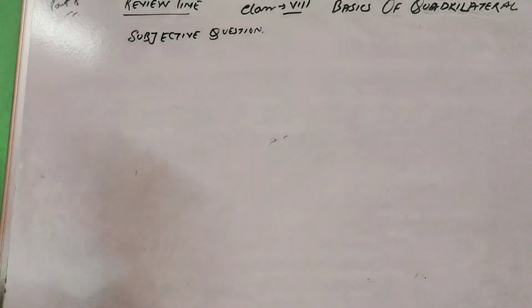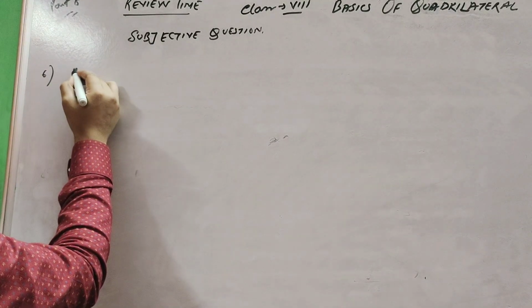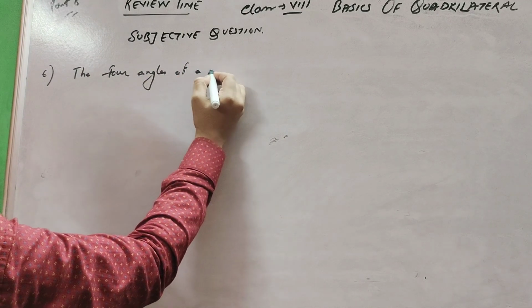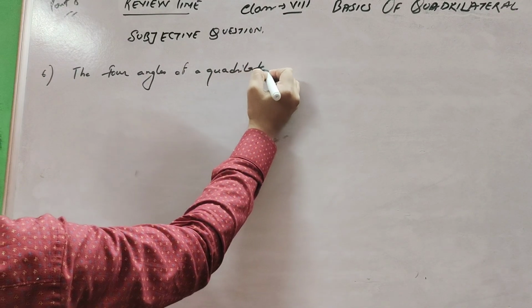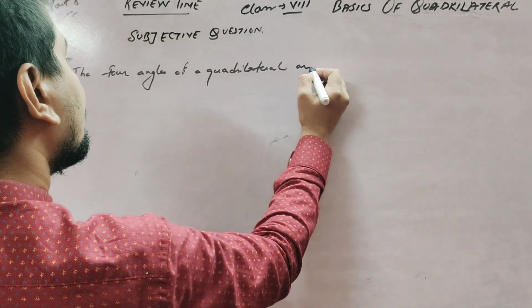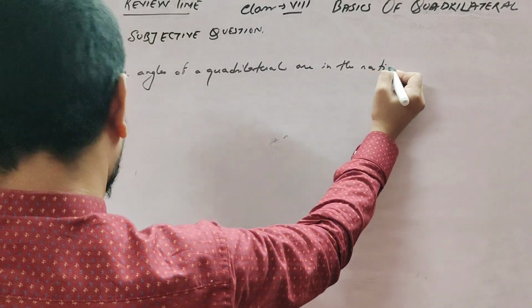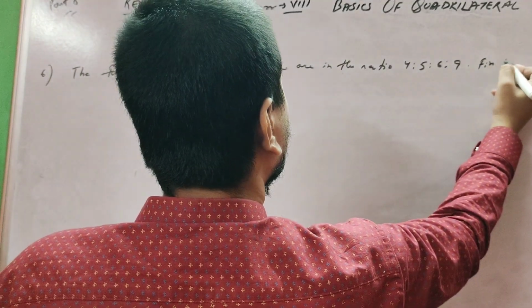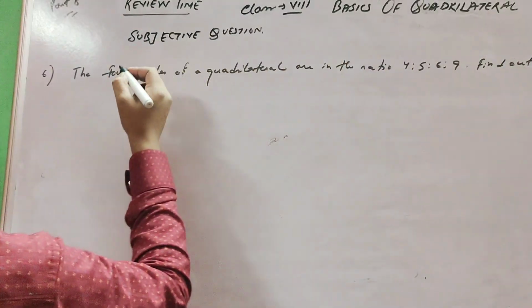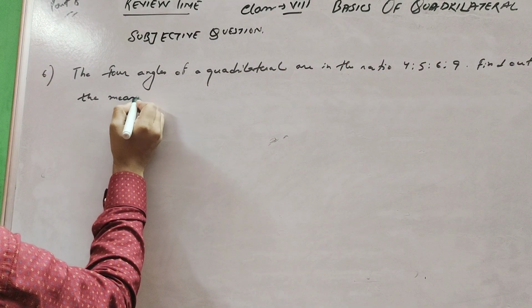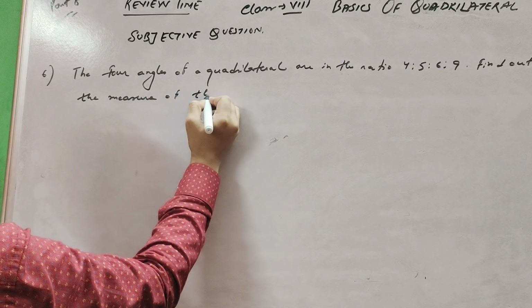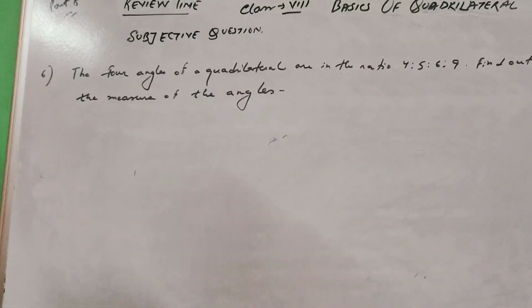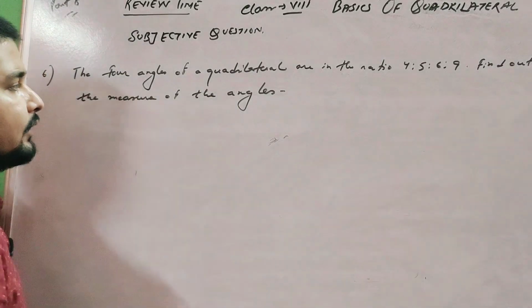Question number 6. The four angles of a quadrilateral are in the ratio 4:5:6:9. Find out the measures of the angles.